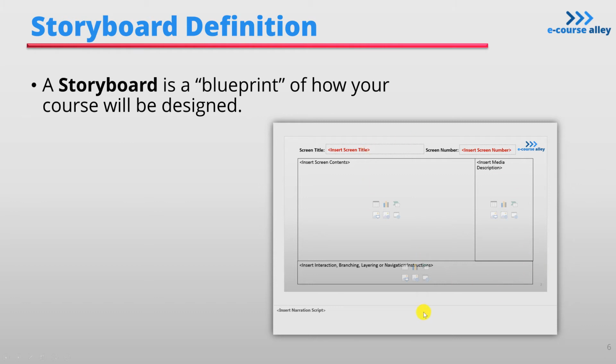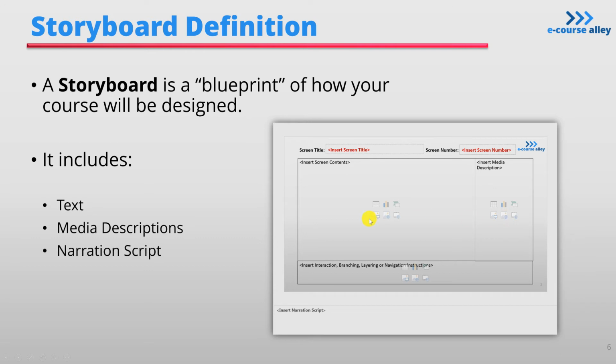So you can see here, this is a storyboard template that I'm going to explain in a minute. So a storyboard includes text that will appear on screen. So this is the text area here. The descriptions of media. So that would be over in this area here. And these can be either static images, video, animations, etc. What narration text will have to be recorded. So this is the area right here.